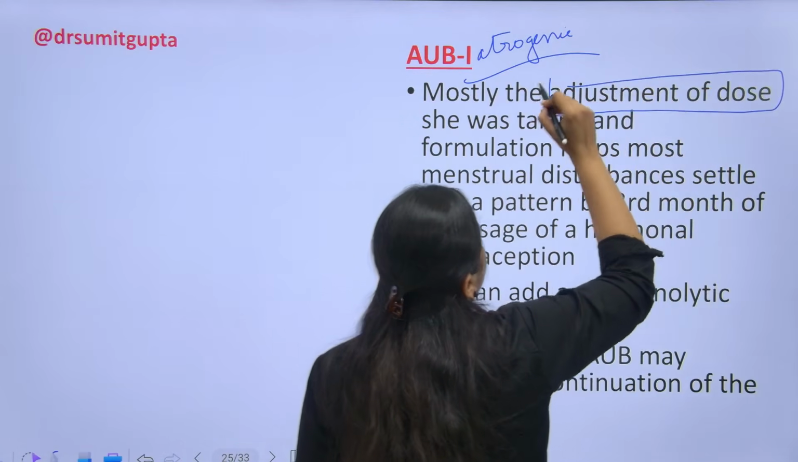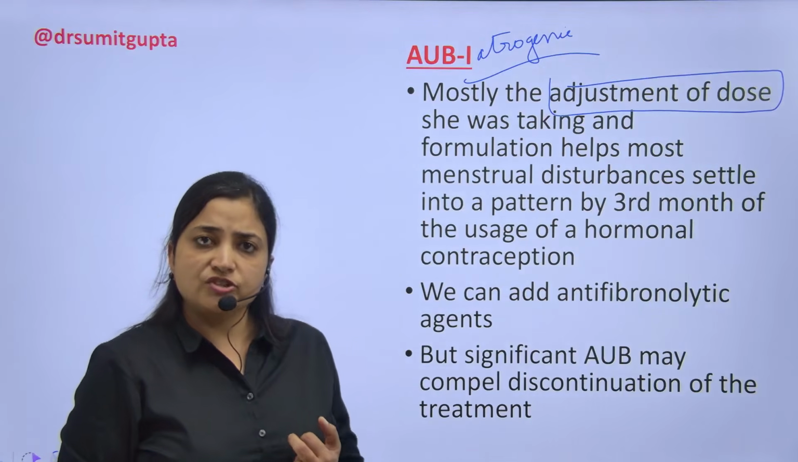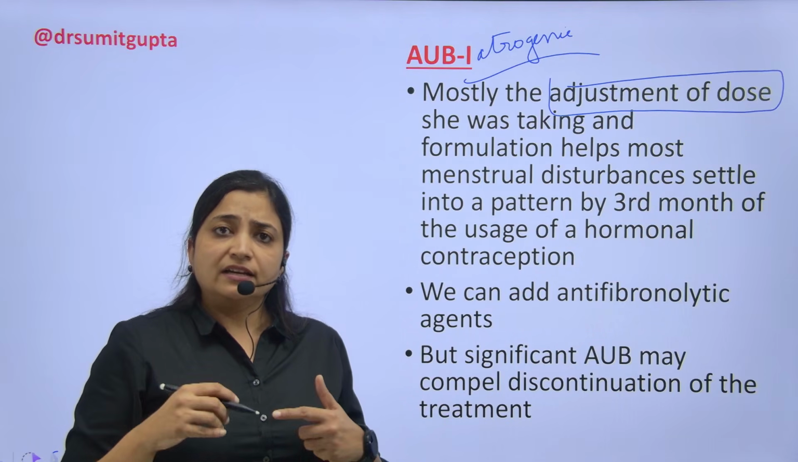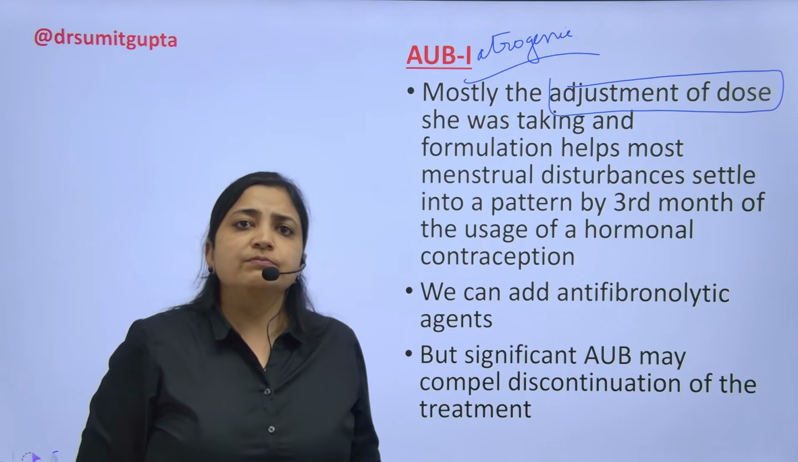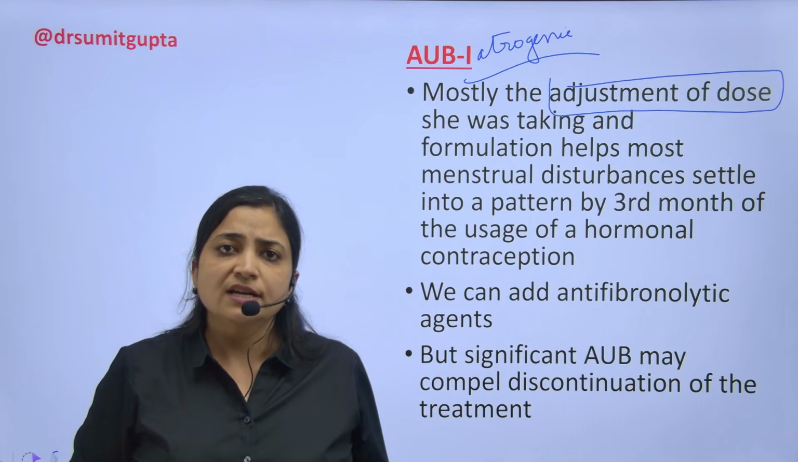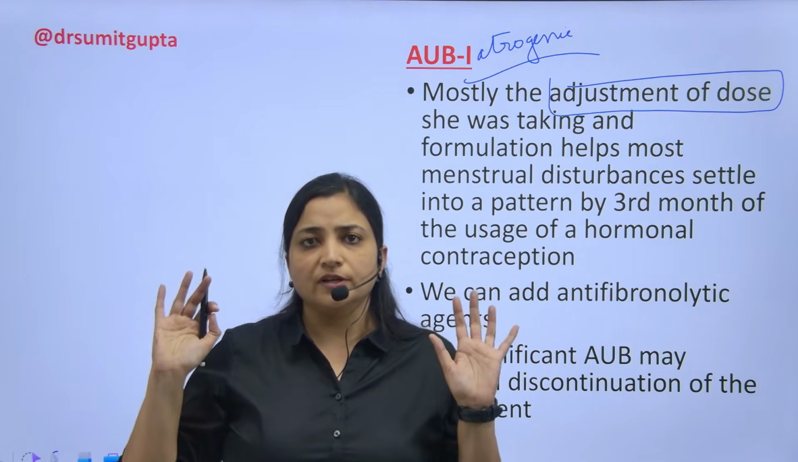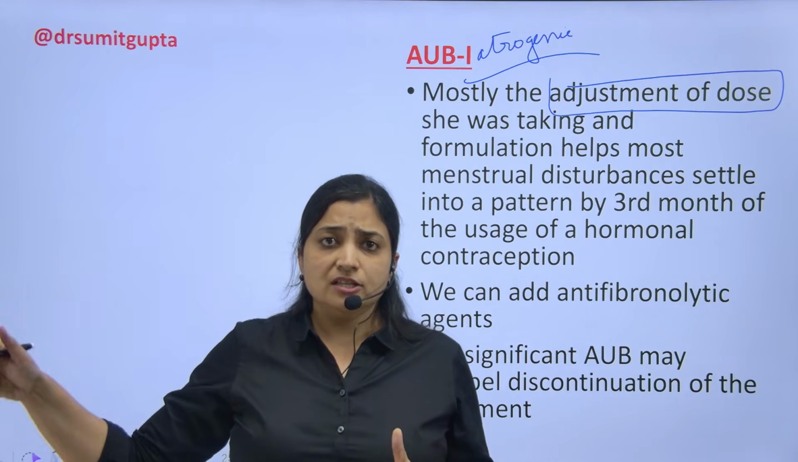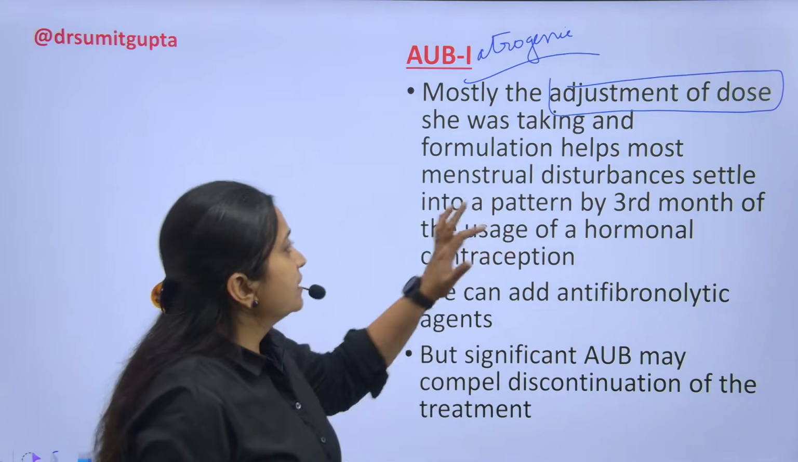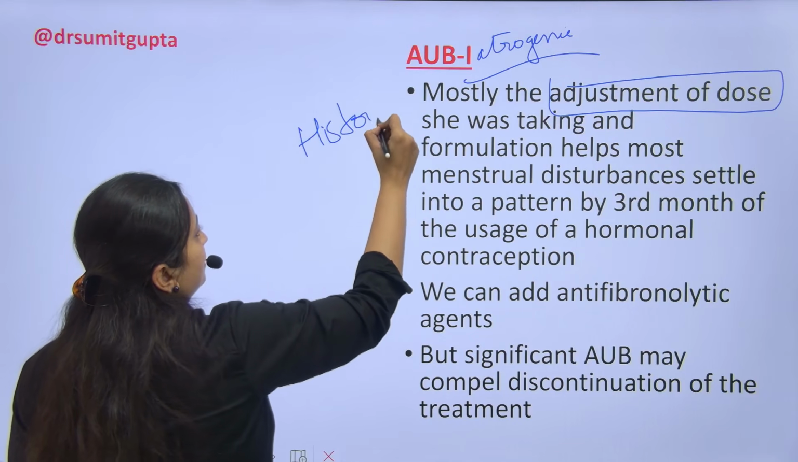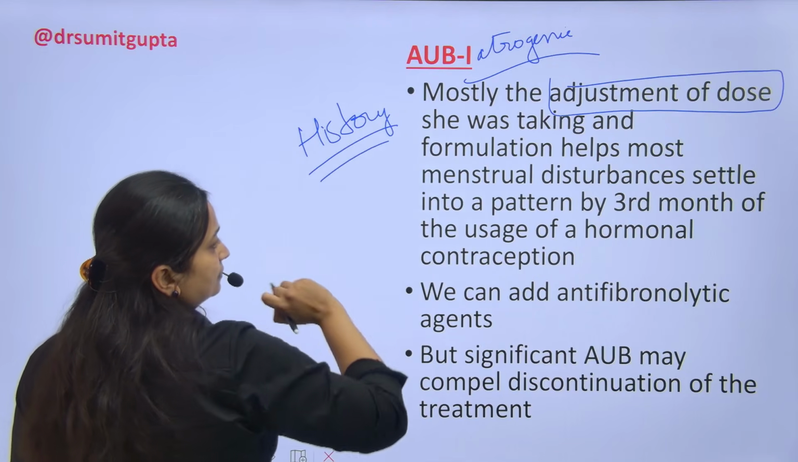You should take a proper history of what type of formulation she is taking, what the dose is, and what time she is taking it, or whether she is forgetting in between. For example, she is on oral contraceptive pills and she says, sometimes I forget. I take it for 2 to 3 days, then I miss for 2 days. So definitely she will get bleeding, spotting time and again. So always take a good history and look for the dose, the formulation, and the methodology of taking.